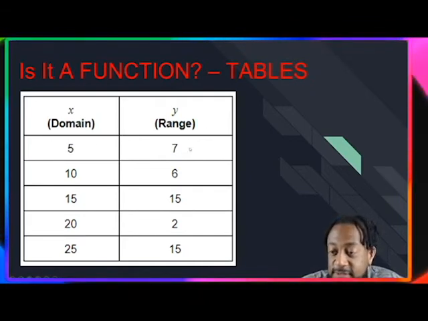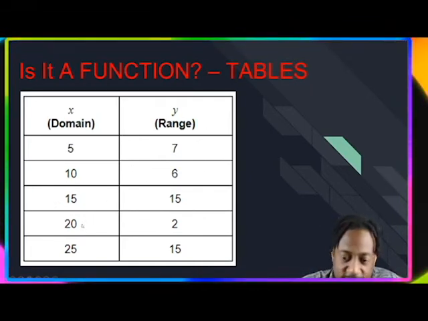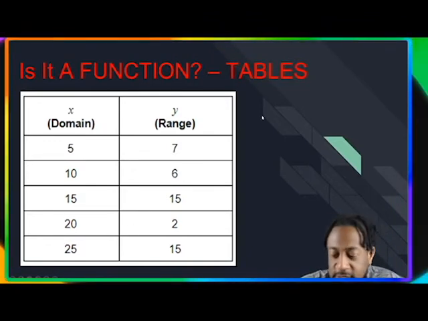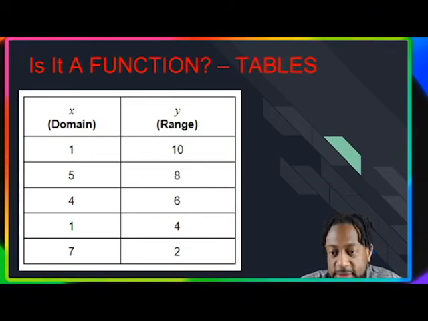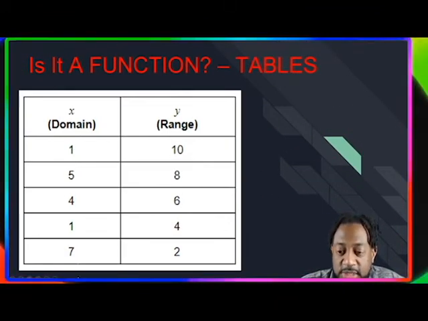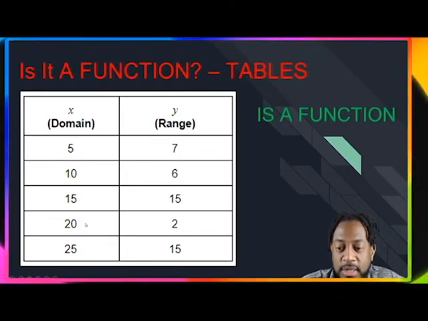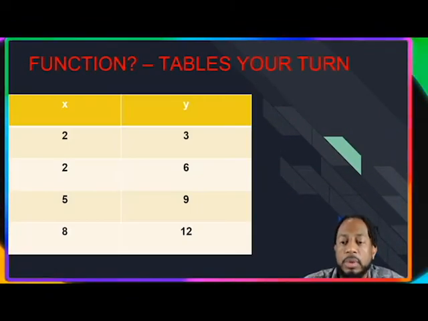So we got 5 and 7, 10 and 6, 15 and 15, 20 and 2, 25, 15. It is a function. All right? Yes. Moving on. Do you see any repeatings? Is there any repeating over here? Yes, 1 and 1. So it's what? Not a function. Boom.